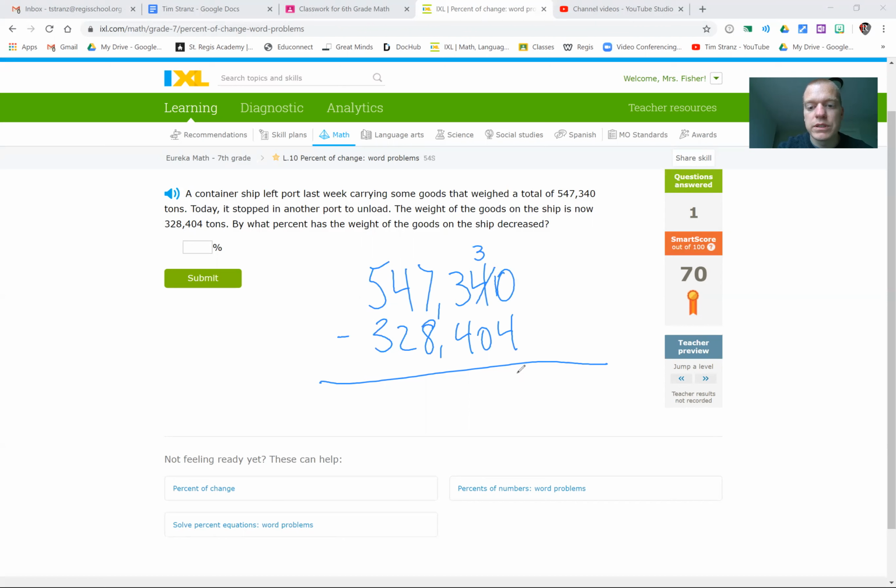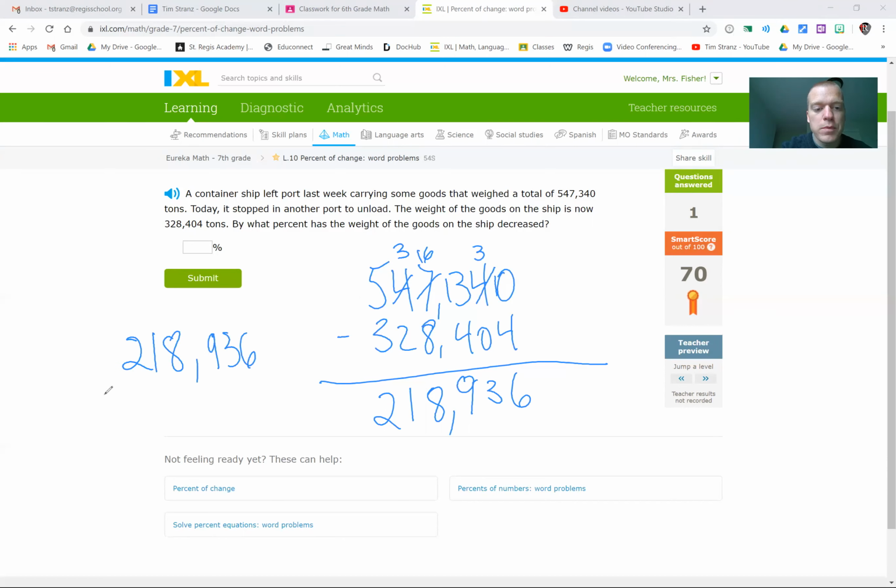10 minus 4 is 6, 3 minus 0 is 3, 13 minus 4 is 9. Now borrow here, 16 minus 8 is 8, 3 minus 2 is 1, 5 minus 3 is 2. Okay. 218,936 is your difference, and you need to take that number divided by your original amount.